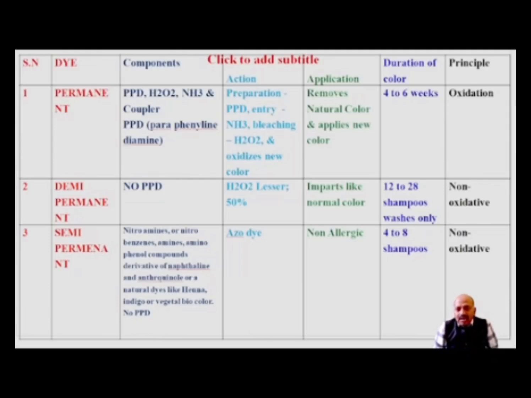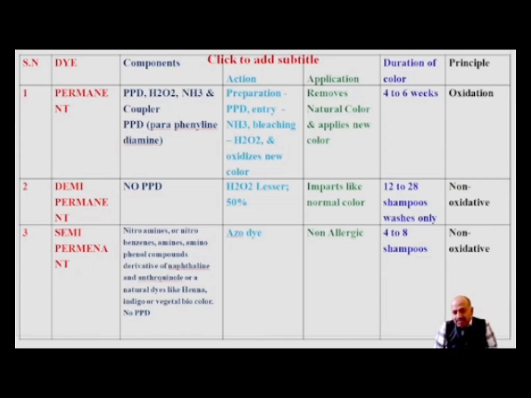Duration: the color will stay up to 4 to 6 weeks, and the principle is called the oxidation principle. Very simple to understand. And the second one is demi-permanent hair dyes. Components: no PPD is present, and therefore, as for the action, hydrogen peroxide is present in lesser amount, 50% only. So 50% hair color will be done by means of this.